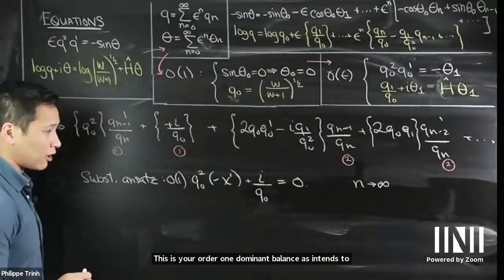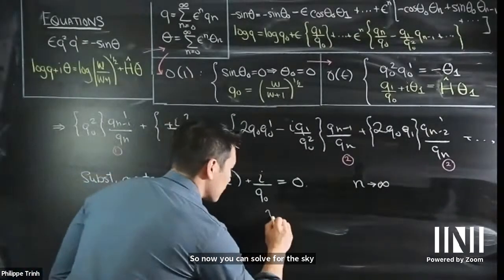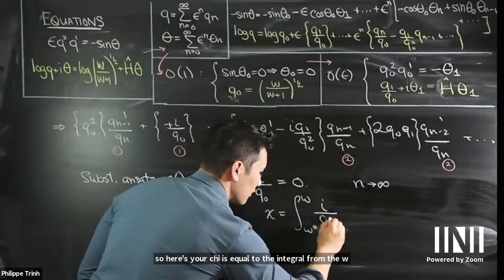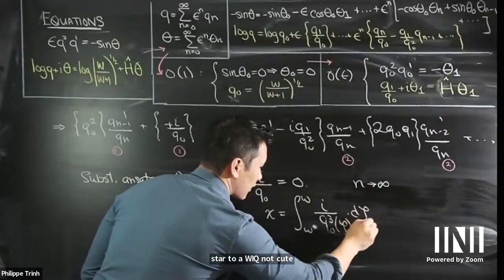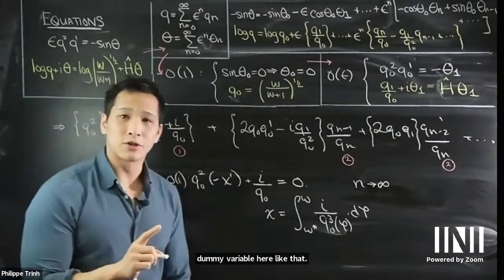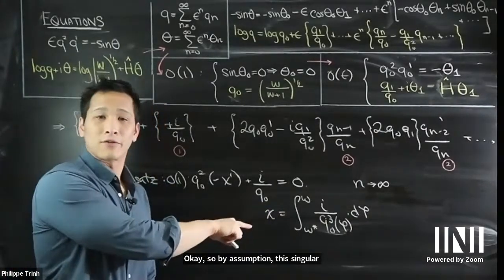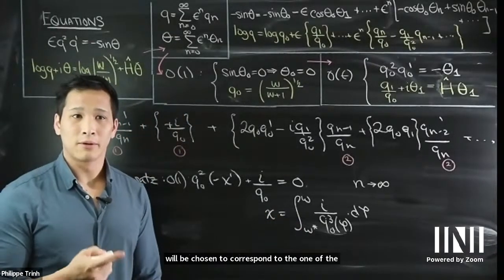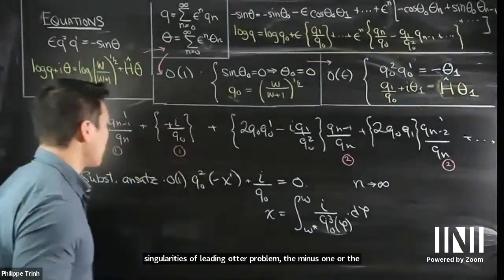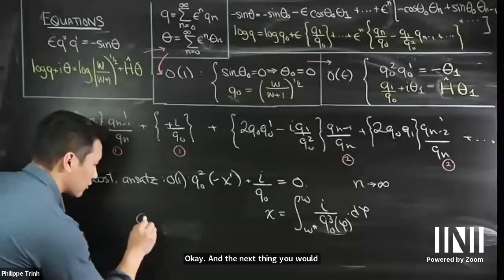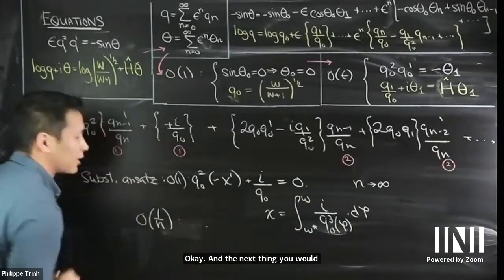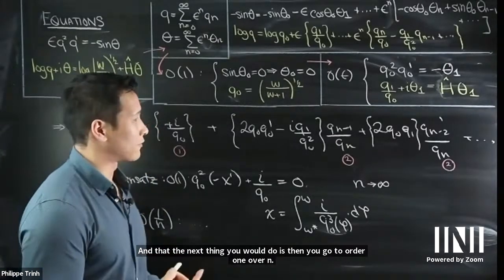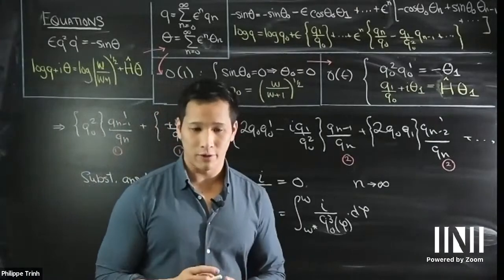So now you can solve for this chi and then integrate it. So here's your chi is equal to the integral from a w star to a w of i over q naught cubed, with some dummy variable here like that. Okay, so by assumption, this singulant function is the thing that generated the divergence. So this w star will be chosen to correspond to one of the singularities of the leading order problem, the -1 or the 1. Okay, and the next thing you would do is then you go to order 1 over n and so on. And when you go to the order 1 over n, you use the various ratios we found. You're going to find a differential equation for big Q, and that will allow you to solve for it.